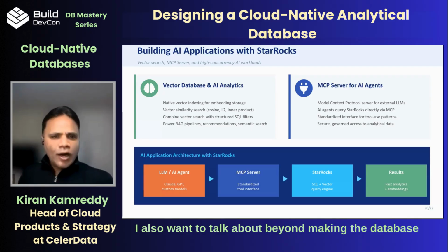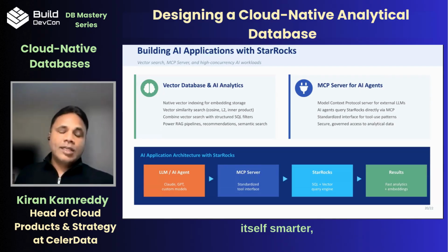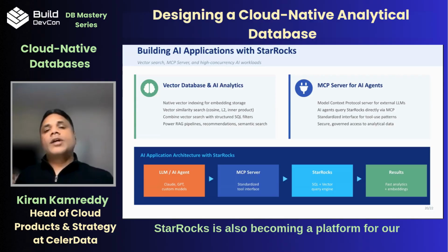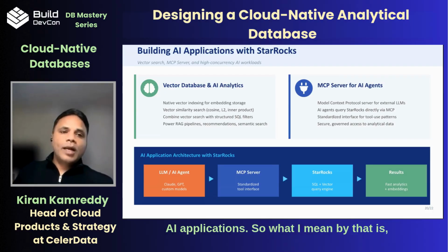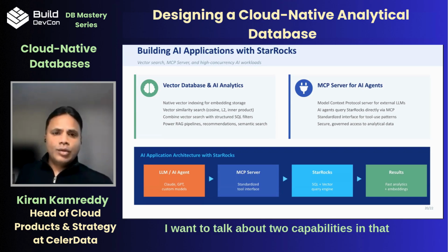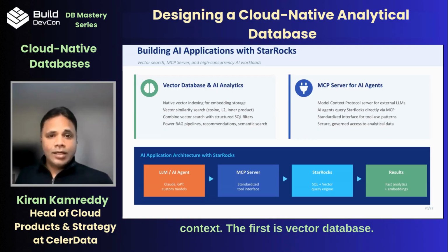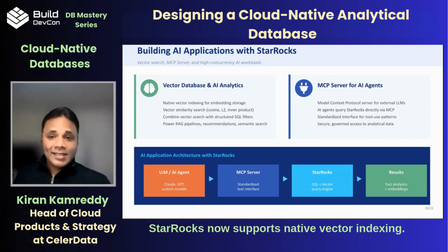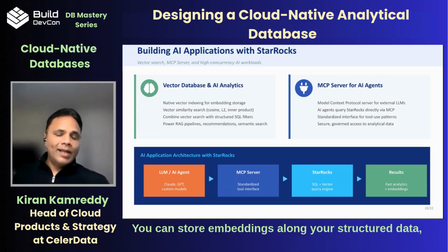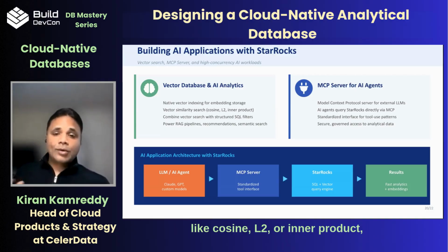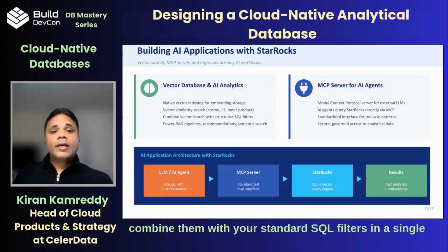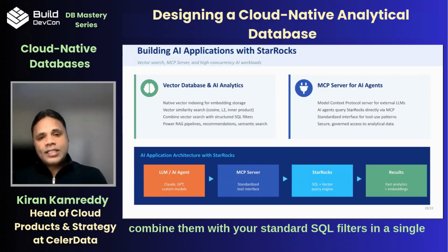I also want to talk about going beyond making the database itself smarter. StarRocks is also becoming a platform for our customers and users, enabling them to build AI applications. I want to talk about two capabilities in that context. The first is vector database. StarRocks now supports native vector indexing. You can store embeddings alongside your structured data, run vector similarity searches like cosine, L2, or inner product, and combine them with your standard SQL filters in a single query.